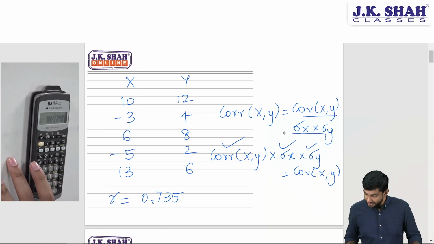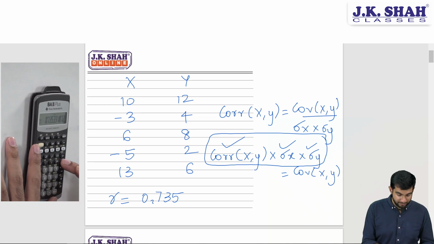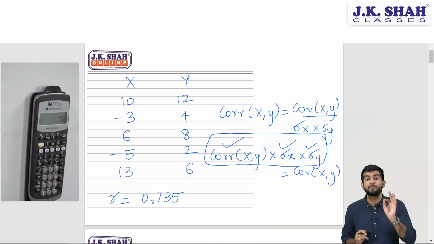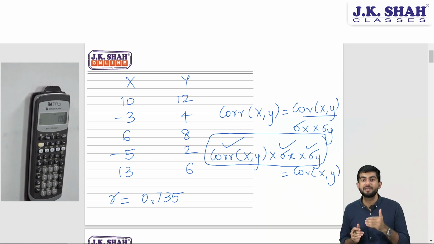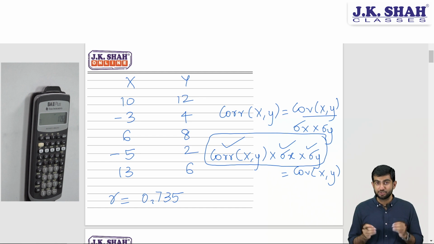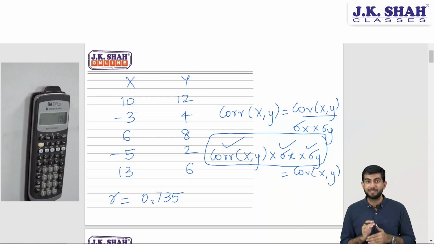Now I have been able to store all the three values. Simply multiply RCL1 into RCL2 into RCL3 is equal to 7.92 is what I am getting. That is nothing but the covariance between X and Y. So I hope you understood how to calculate the covariance as well using the calculator shortcut keys.